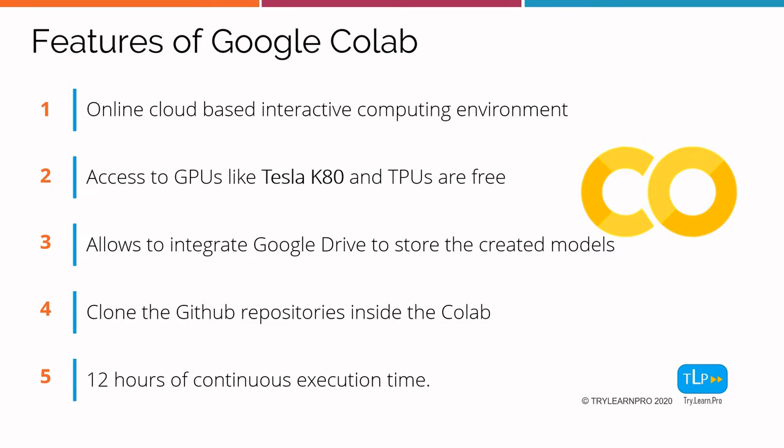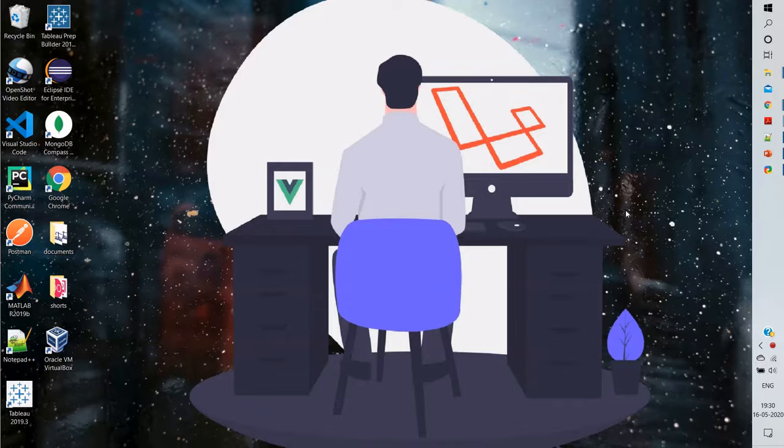Furthermore, it gives 12 hours of continuous execution time for deep learning models which are built on top of a huge data set and require more time to get trained. So that means if you start the model, it can run for up to 12 hours. Come on, let's see how to set up and how to run a model in Colab.